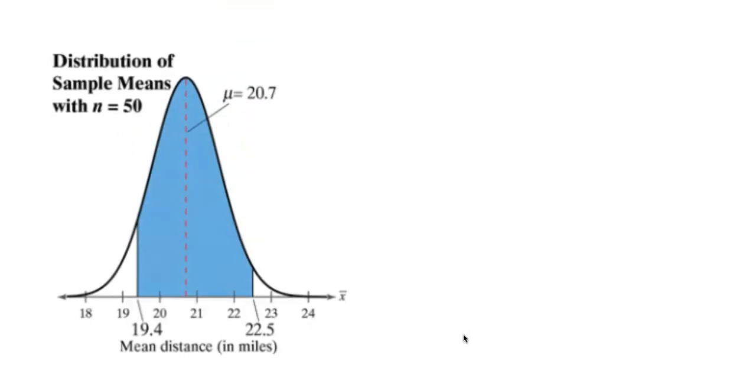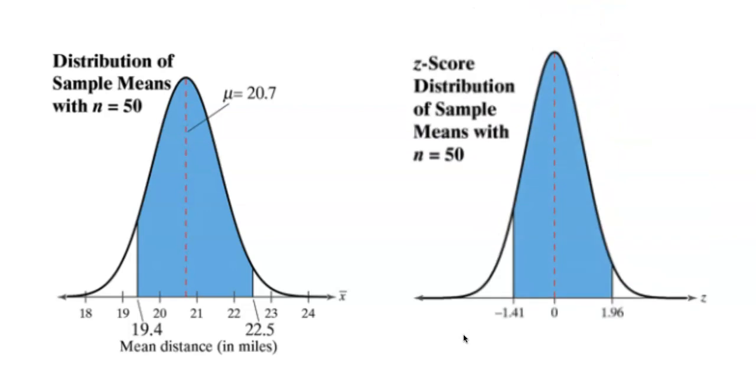This is what they gave us, but what we just did using the z-score is move this to the standard normal distribution, the bell curve. But the area is going to be exactly the same. We just transformed 19.4 into a z-score of negative 1.41 and 22.5 into a z-score of 1.96. So what do we do now? Remember that table method that we used? We find the area to the left of 1.96, we find the area to the left of negative 1.41, and you simply subtract them. That's how you find the area under this curve, this blue area.